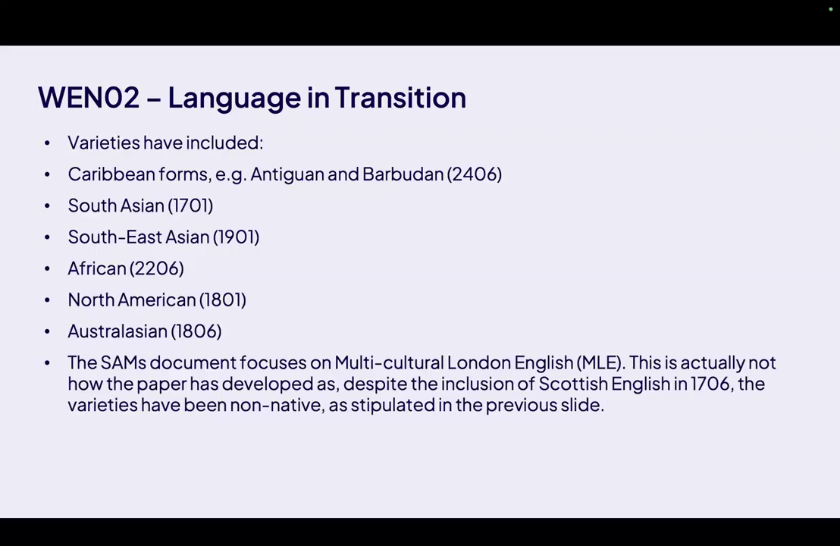And the SAMS, which I'm not sure if you're aware of, the SAMS document, means Sample Assessment Materials. This document focuses on multicultural London English, MLE, and this is not how the paper has developed, as despite the inclusion of Scottish English in June 2017, the varieties have been non-native as stipulated in the previous slide. So you will have the SAMS document in your pack, I believe.